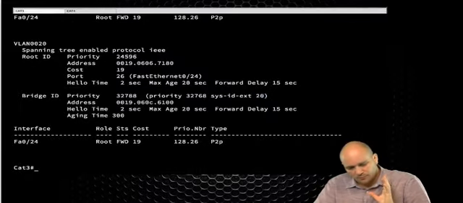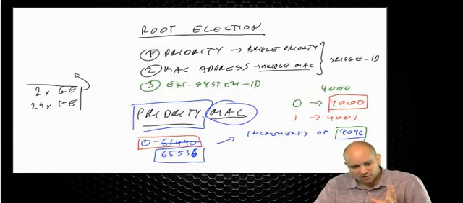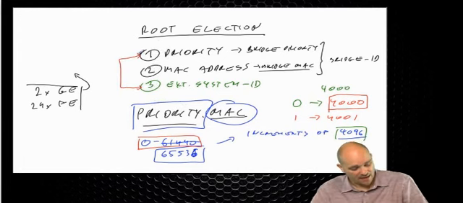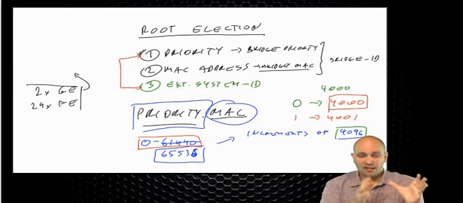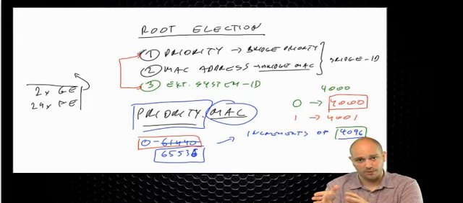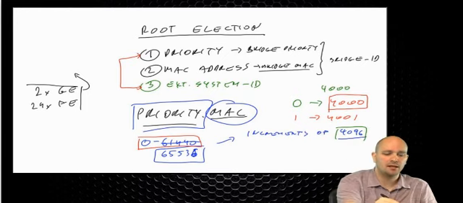Now, these are the three things that influence the election of the root. So I should really say that these two are really the same thing. Now, in the lab, they might ask you that a certain switch needs to be a root, or that a certain switch must not be the root. So let me give you one interesting example.